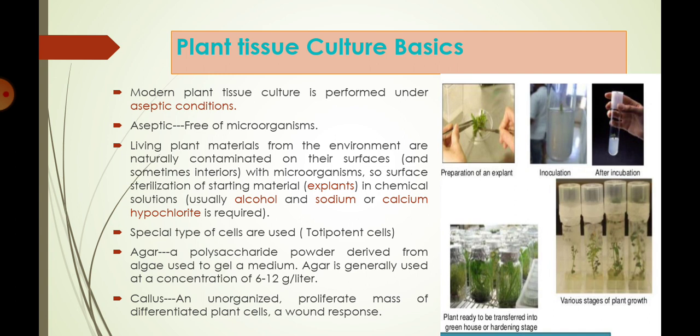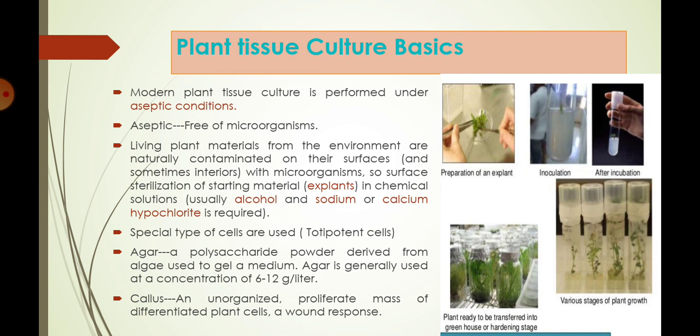Contaminated means there are many microorganisms on the surfaces, so surfaces must be germ free, and the making of germ free is called sterilization. So the plant tissue that we will use for the next step of the tissue culture must be sterilized, or must be made germ free, and for this we will use some chemicals: alcohol, sodium or calcium hypochlorite.